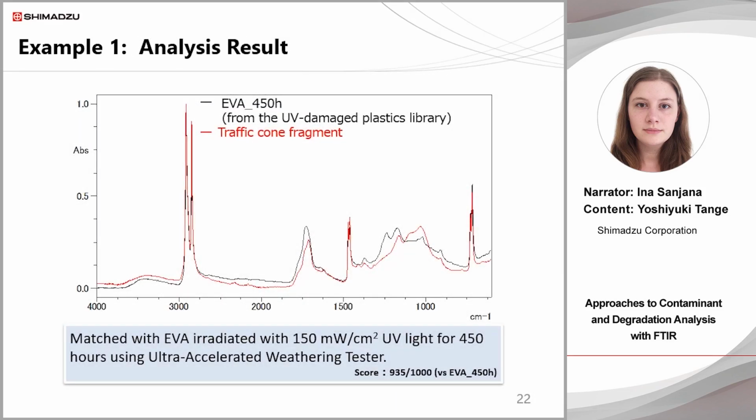This graph shows the spectrum of the fragment of traffic cone and the spectrum from the UV damaged plastic library of ethylene vinyl acetate. EVA is a material used for softer cones. A good match was obtained with EVA that was irradiated with 150 megawatts per centimeter squared of ultraviolet light for 450 hours using an ultra-accelerated weathering tester. In both spectra, we observed a broad peak of OH at about 3,300, which is not seen in the reference standard, and broad absorption over the lower wave number region.